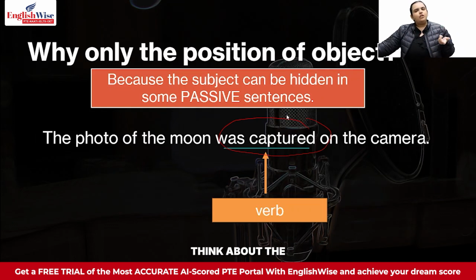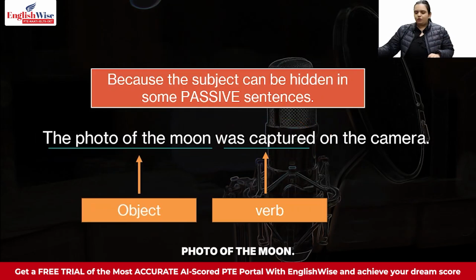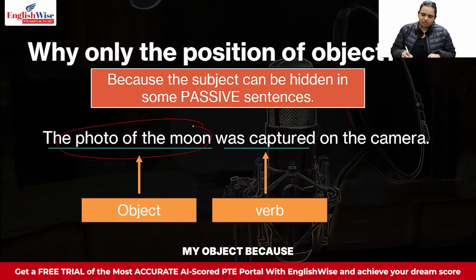Now what do you think about the object? Object is the receiver of the sentence. So what do you think the capturing action is done on? What thing is the capturing action done on? That is the photo of the moon. The photo of the moon over here is my object because that is the receiver of the sentence.